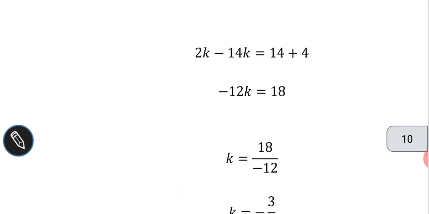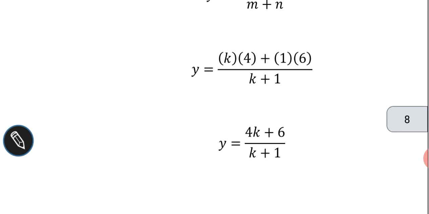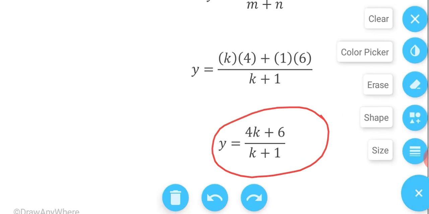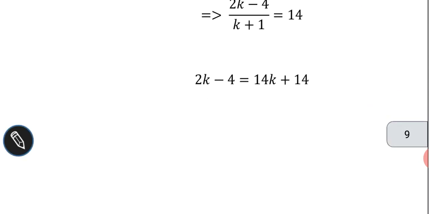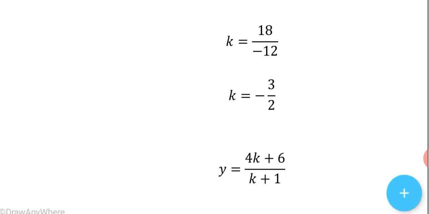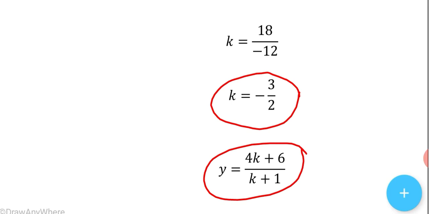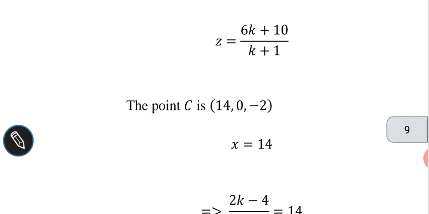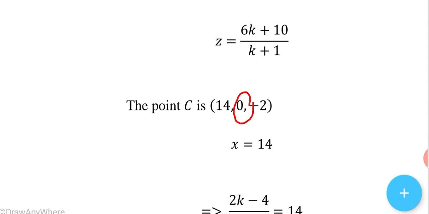Now we know that y is equal to (4k + 6) divided by (k + 1). Now we have to put the value k = -3/2 in this equation and ensure whether y is equal to 0, whether we get the y value as 0.